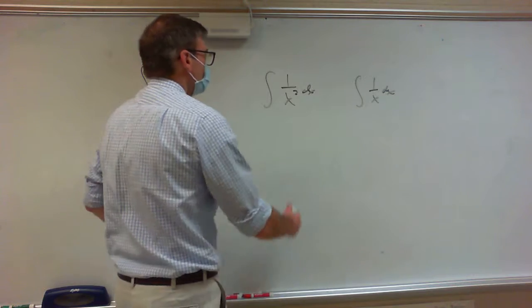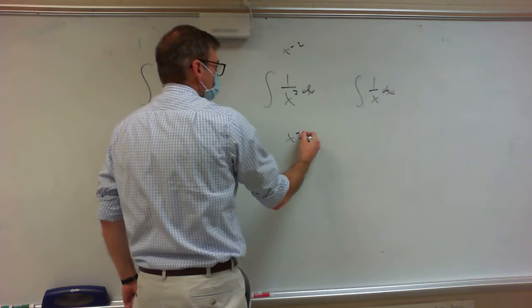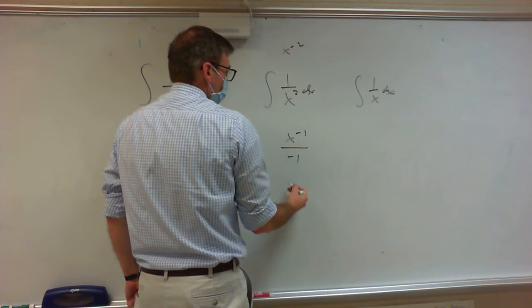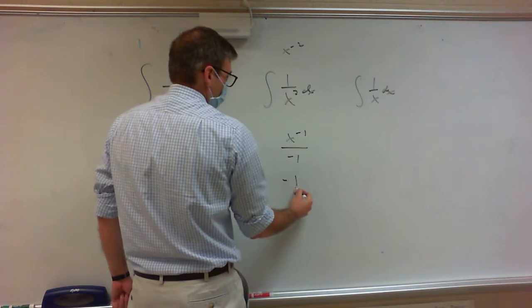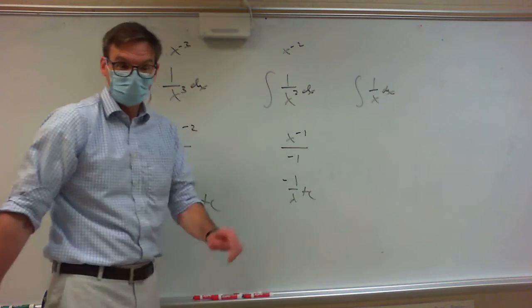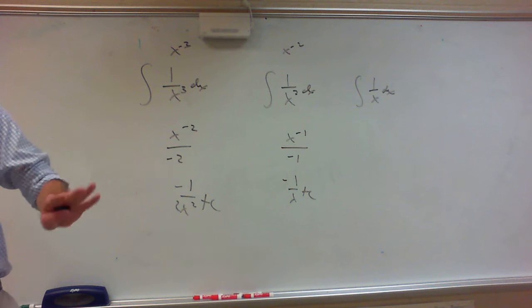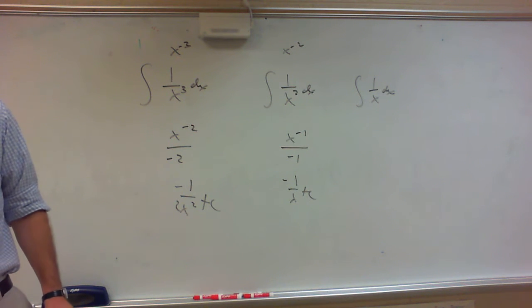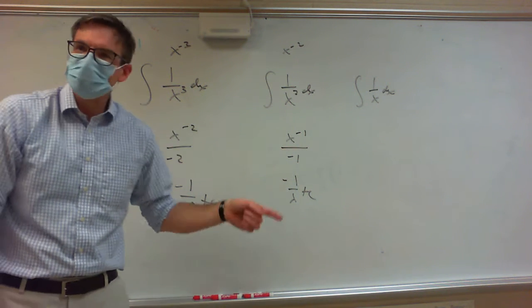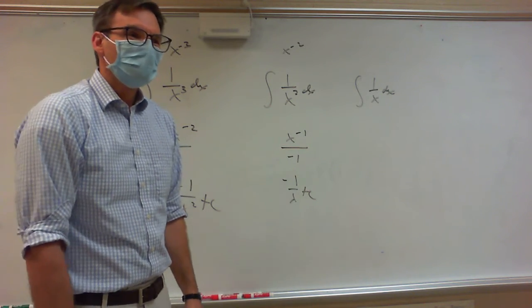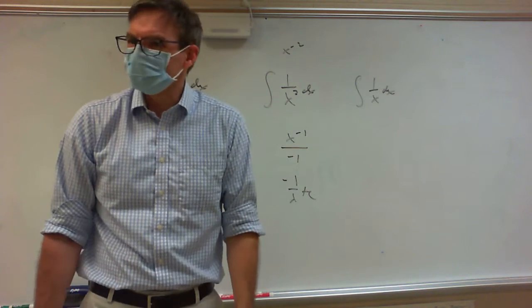All right, this one. Well, that's going to be x to the negative 2, so that's x to the negative 1 over negative 1. So I end up with negative 1 over x plus c. We okay that those are the 2 easy ones? And what happened with the third one? It didn't work. Doesn't work, does it?